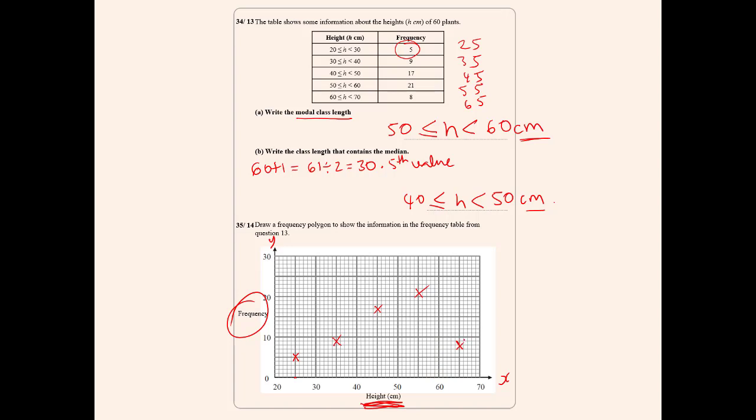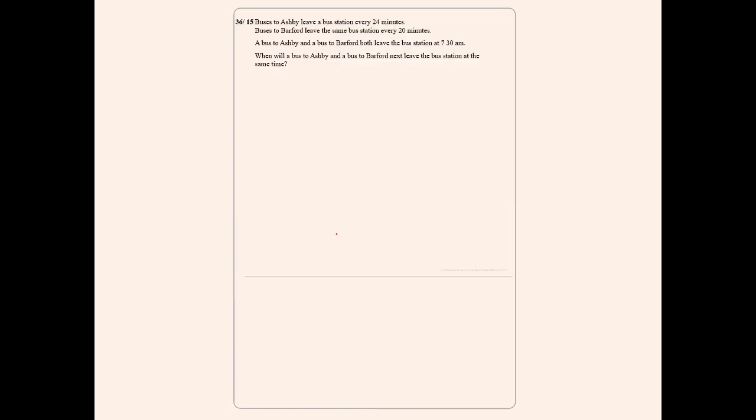Now using a ruler you will join the lines up. I don't have access to a ruler here, but I'll try to join up the line as straight as possible. And the last point here. So we've drawn a frequency polygon. Okay, so that was question number 35.